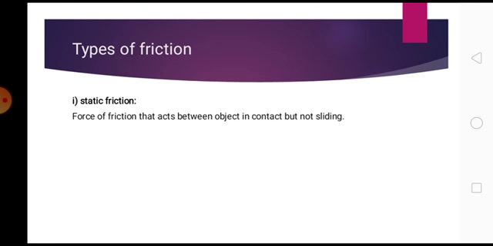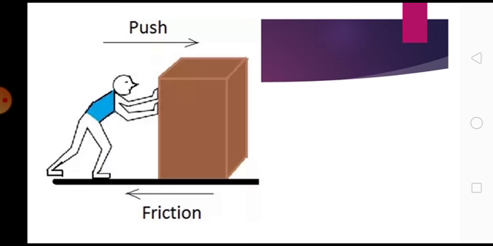Next, types of friction. There are three types of friction: static, rolling, and sliding friction. First we'll study static friction, that is the force of friction that acts between objects in contact but not sliding. Means if any object is stable and when we try to push it, it doesn't move from its rest position, that is static friction. Like when we try to push a wall but it doesn't move.